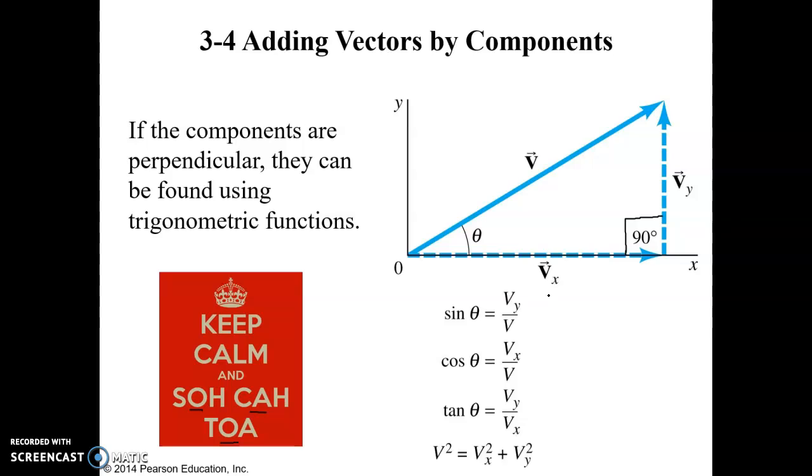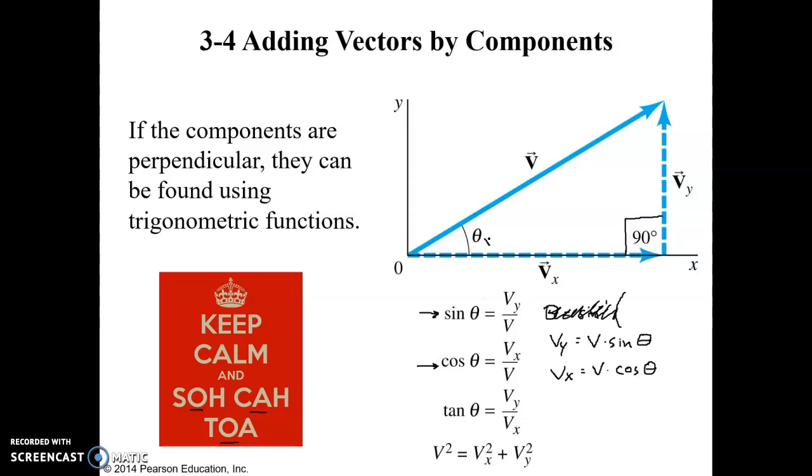So if we want to know what the x and y components are, we can find them using these two equations. Theta is, no, we're not trying to find theta, sorry. Scratch that. We want to know Vy. So Vy is equal to, just multiply both sides by v, v times sine of theta. And Vx is equal to v times cosine of theta.